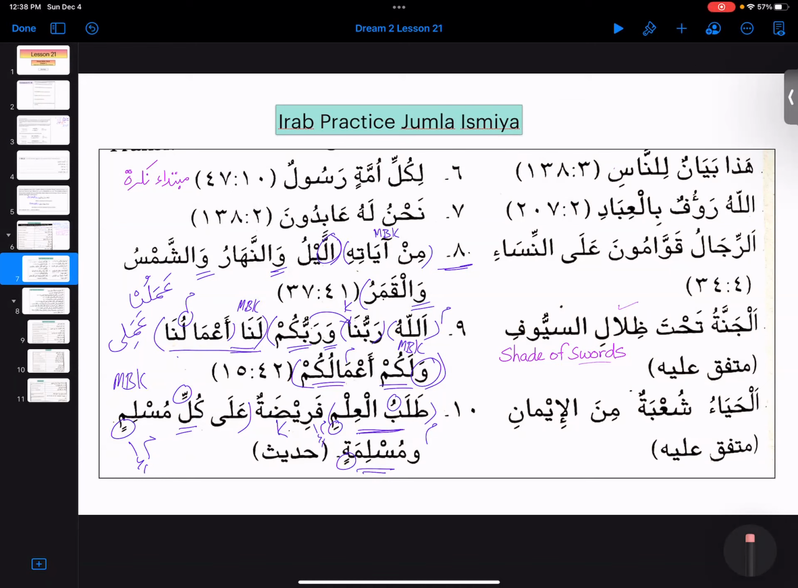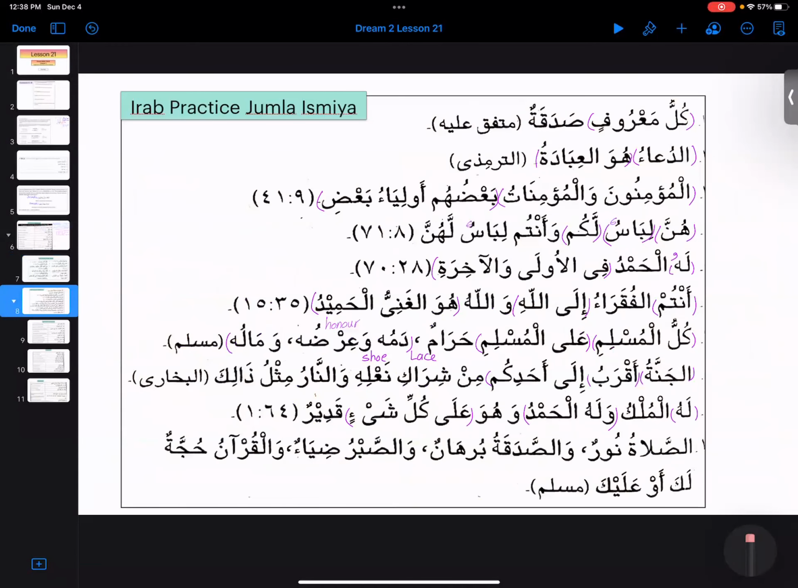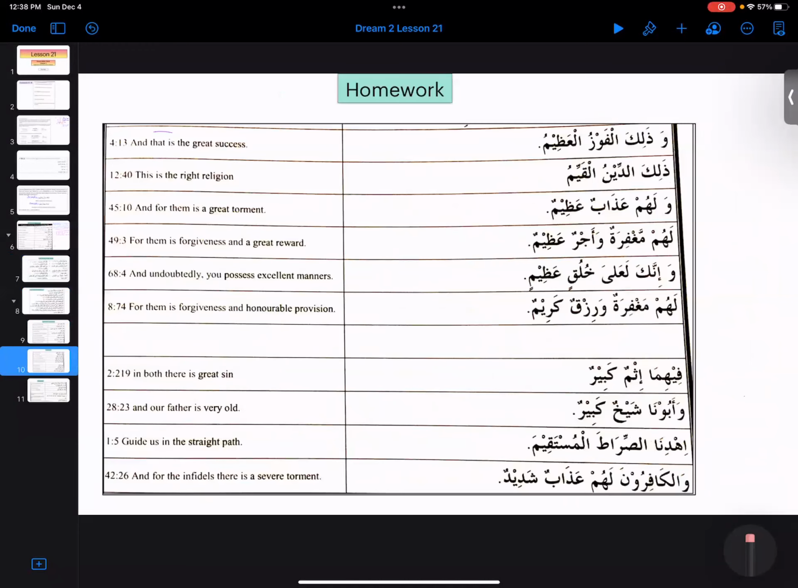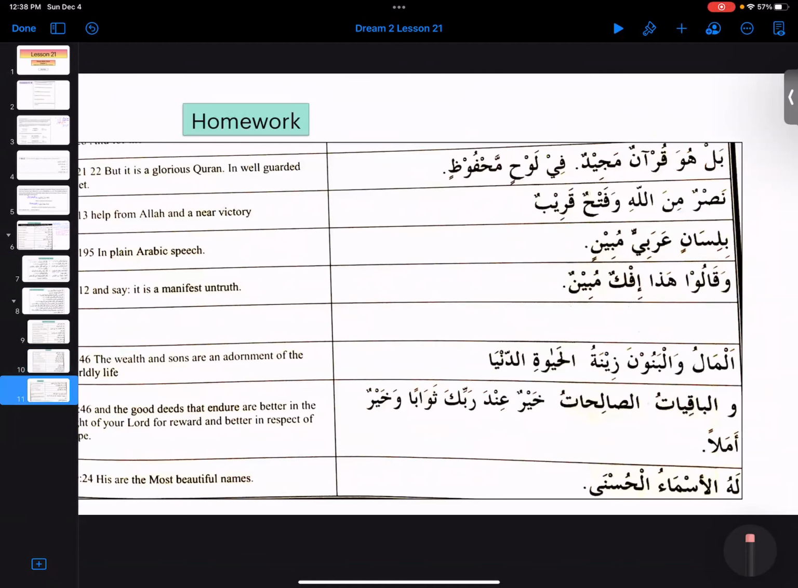Alhamdulillah. Jazakallah. Okay, so now I have put a lot of text over here. You can practice, and let me know next class if you have any questions regarding it, and then we can take it up as a class. Okay? So inshallah, we can end our session over here.